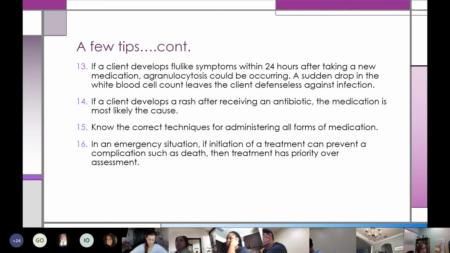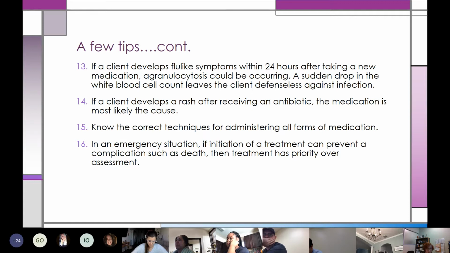If the client develops a rash after giving a medication, it's usually the medication that's causing it. That's most likely the cause. Be sure you are familiar with the correct techniques for giving all types of medications. I know you learned that back in the fundamentals of nursing. However, that is part of pharmacology, ATI, and NCLEX questions. So just make sure you remember how to give eye drops and ear drops and those types of things.